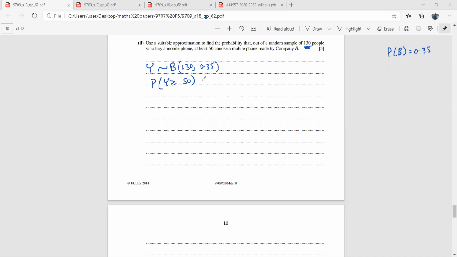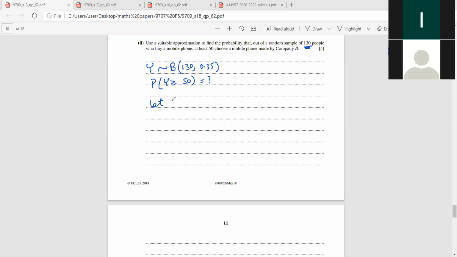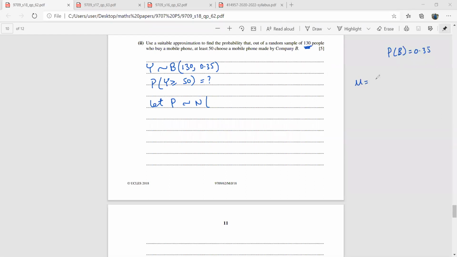Now this is such a big number, so we'll have to use the normal approximation. We need to bring in a normal distribution over here. I don't want to use Z here, let me use another letter, maybe P. Let P be normally distributed. Now I need the mu, which we know is np. We have to calculate it from here. Can someone please quickly tell me what is 130 times 0.35? Sir, 45.5. Thank you. 45.5, that is the mean.